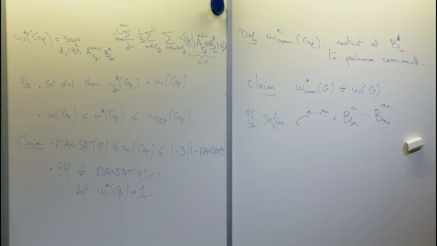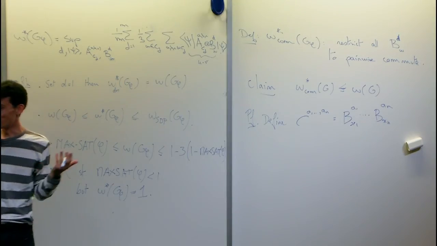What about Alice? Is it clear that all of her measurements can commute? No, but it doesn't matter, so I don't need it. It's not needed for the proof.